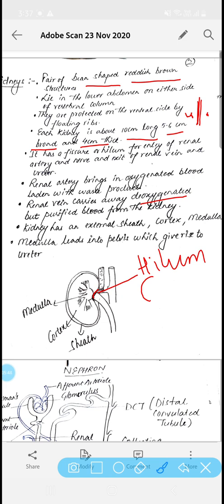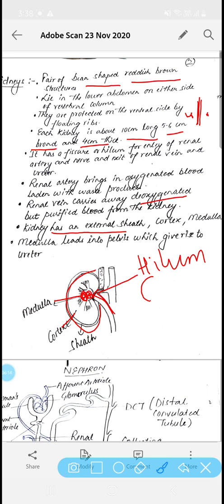Now the kidney has an external sheath, an external covering. Then the cortex region, and the innermost region is the medulla region. This medulla region leads to the area called the pelvis region, which gives rise to the ureter. Clear? So this is the structure of the kidney.